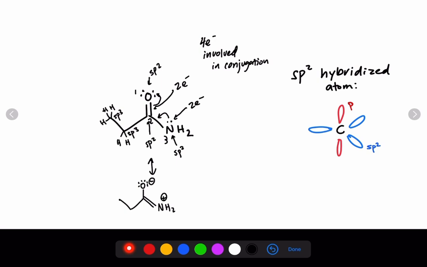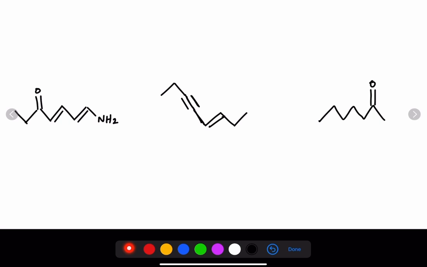Now, with our next molecules, I want you to indicate all the atoms that are conjugated and state how many electrons are involved in conjugation. With this first molecule, I'm going to circle all the atoms that are sp2. But before that, I'm going to add in my lone pairs.